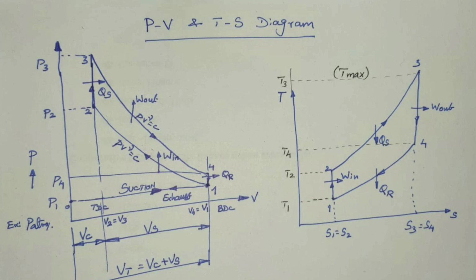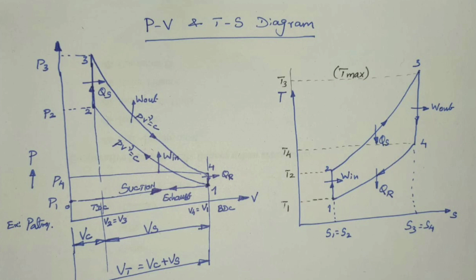Nothing to worry. So the Otto cycle consists of four important processes that we have already discussed: two isentropic processes and two constant volume processes. The constant volume process is nothing but the isochoric process. So here we are discussing the diagrams.